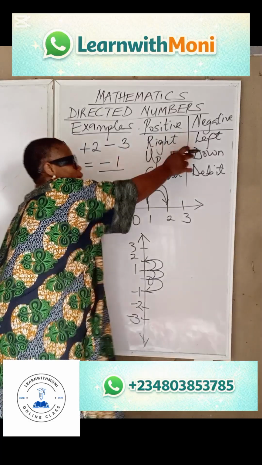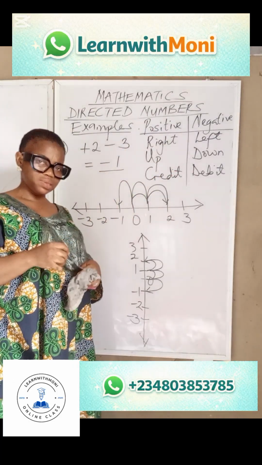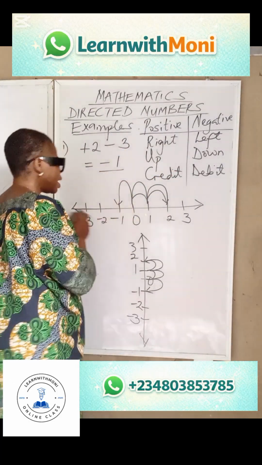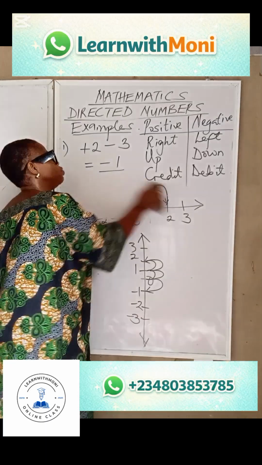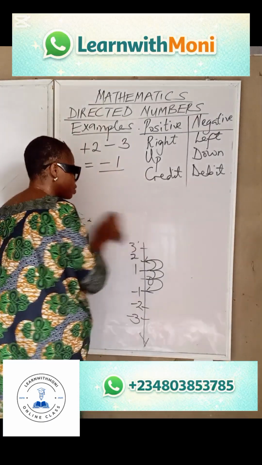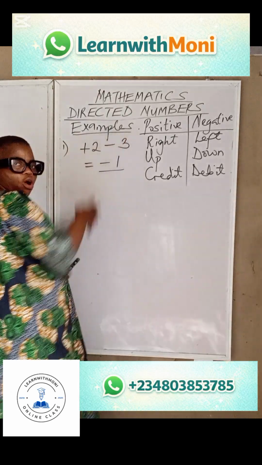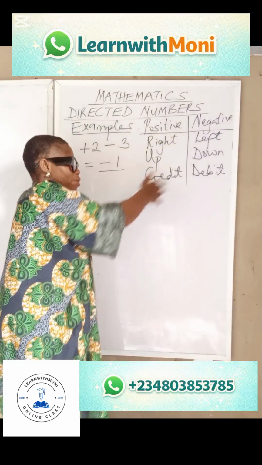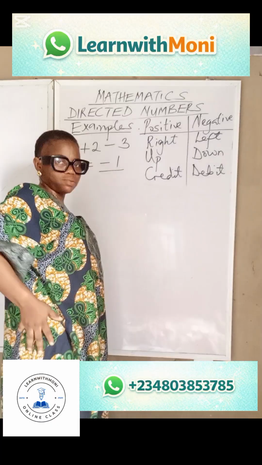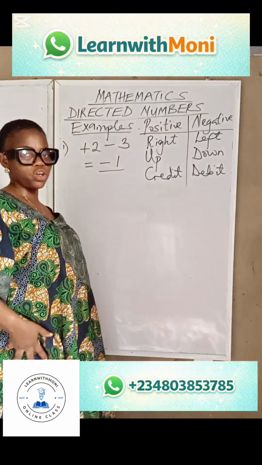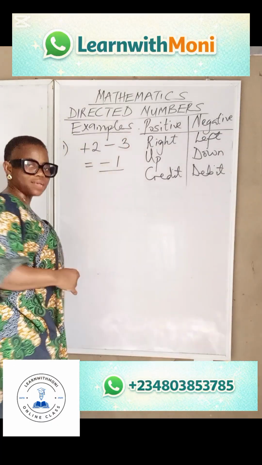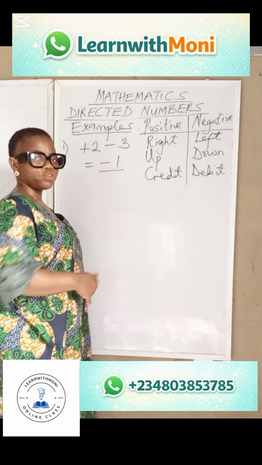So these are ways you can consider your positive and negative numbers anytime you see them. You consider positive as moving right, negative as moving left, positive as moving up, negative as moving down, positive as a credit, what you have with you in your account, in your pocket, and negative as a debit, what you are owing.